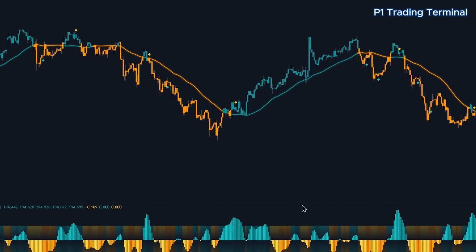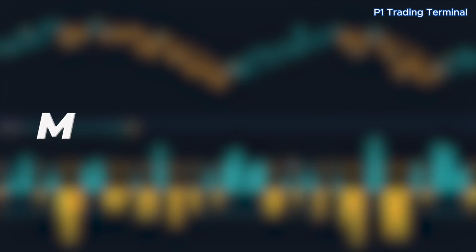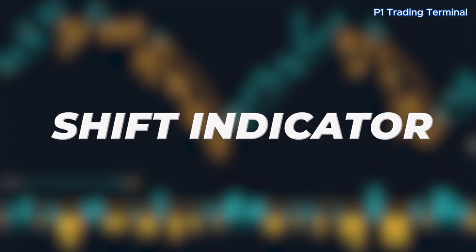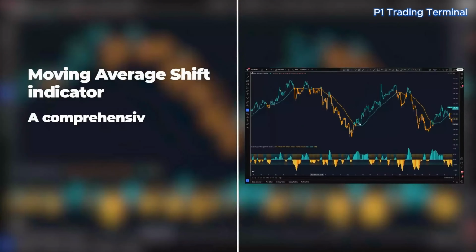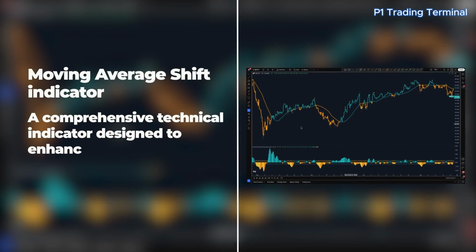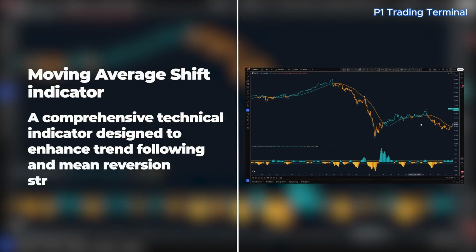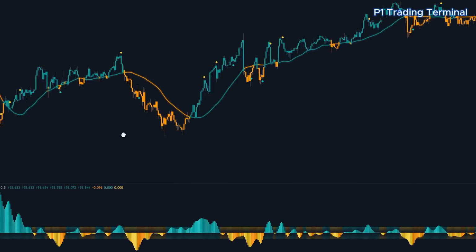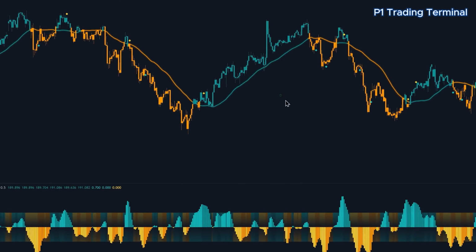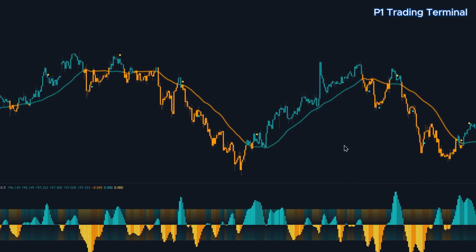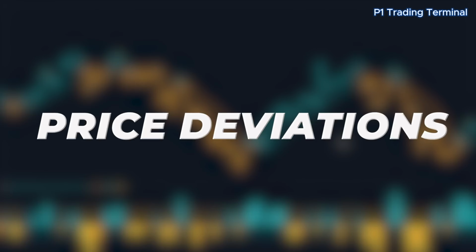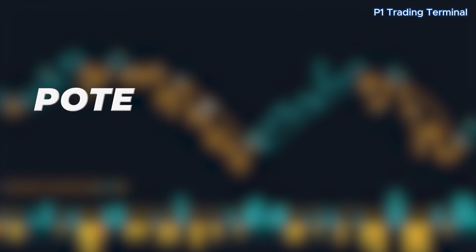Ladies and gentlemen, this is the all-powerful moving average shift indicator by Chart Prime. It's a comprehensive technical indicator designed to enhance trend following and mean reversion strategies. It combines various moving average types with a proprietary oscillator to visually indicate trend directions, price deviations from the moving average, and potential reversal points.